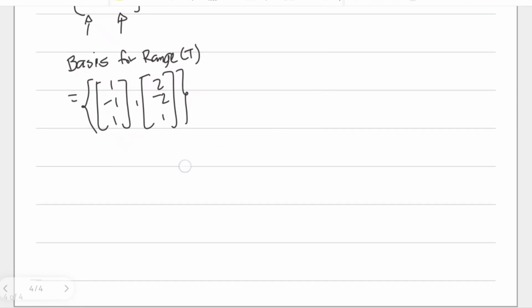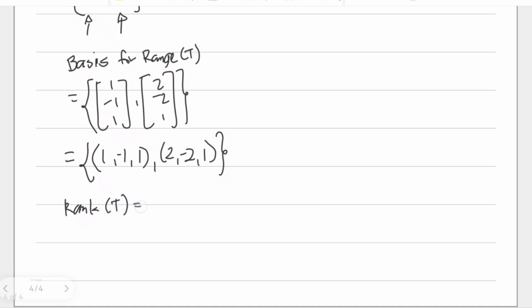Or you could also rewrite it in this manner. You have 1, -1, 1, and you also have 2, -2, and then 1. This is the basis of the range of the first matrix. The rank of T here is actually equal to the dimension of the basis of your range. Our basis here contains 2 vectors, so our rank is also equal to 2. So this is the answer for the rank. These two are acceptable bases.